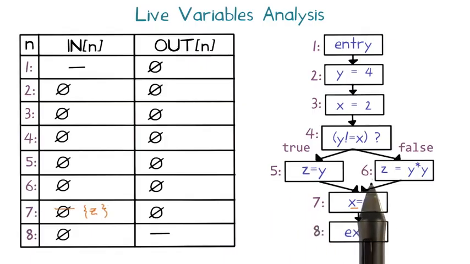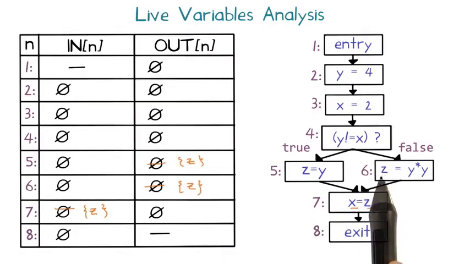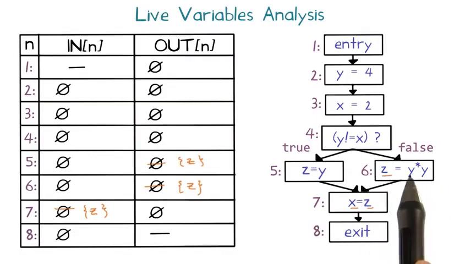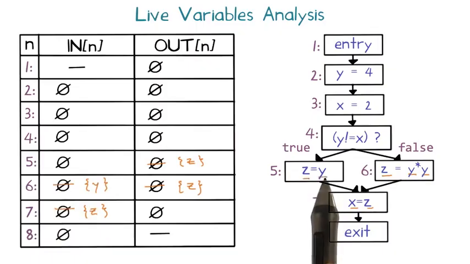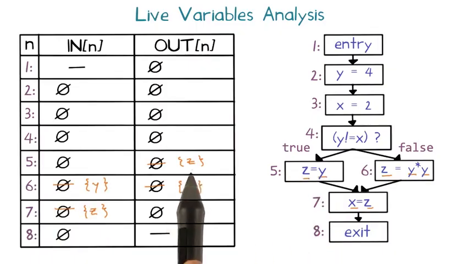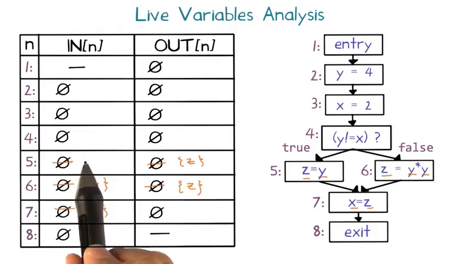Both nodes 5 and 6 take the in set of node 7 as their out set. Node 6 redefines z and uses y. So we remove z from the out set of node 6 and add in y to obtain the in set. Node 5 also redefines z and uses y, and so we kill z from the out set and add in y to obtain the in set.